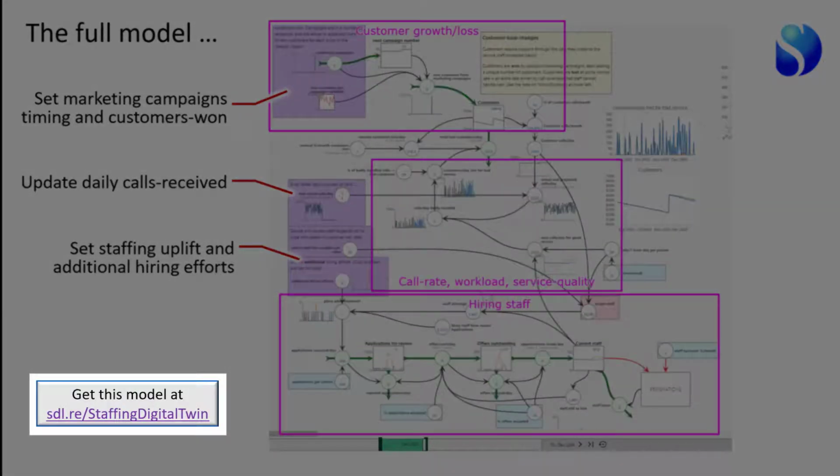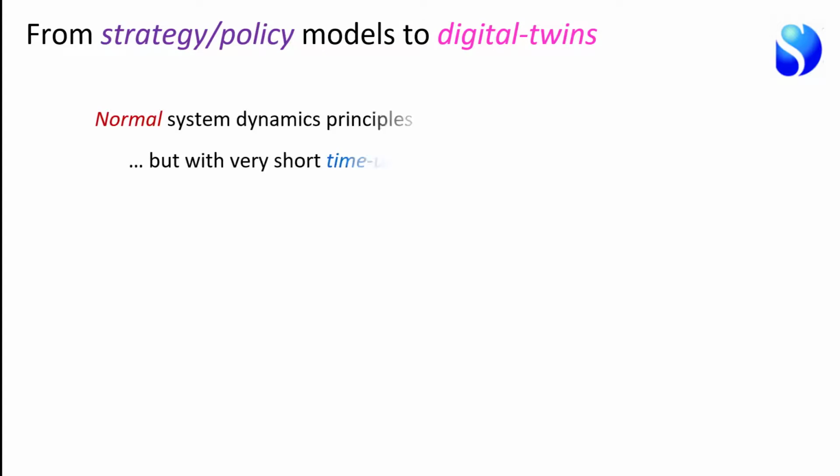So what I've shown is how we might get from strategy or policy models to digital twins. What's involved here? Well, first of all, normal system dynamics principles apply. There's nothing in the model I've shown you that is not pretty standard for system dynamics models that are used in all kinds of situations.